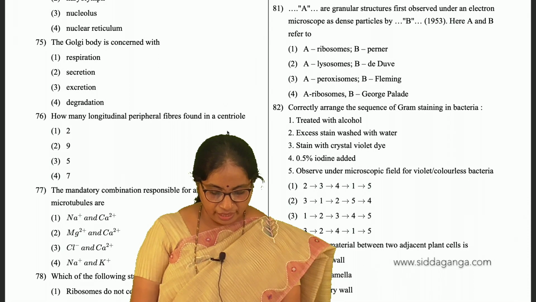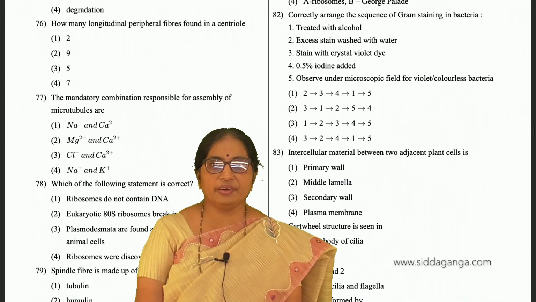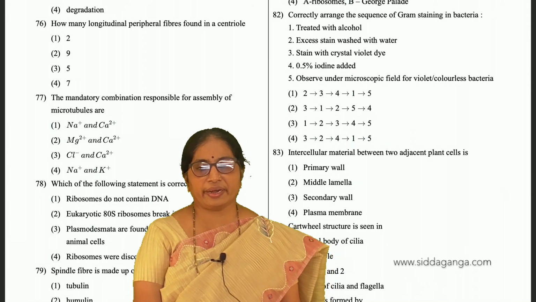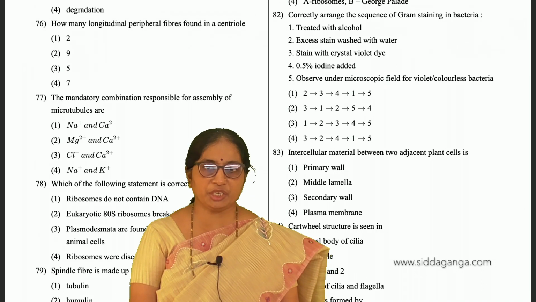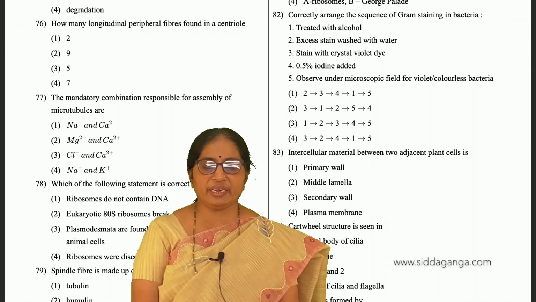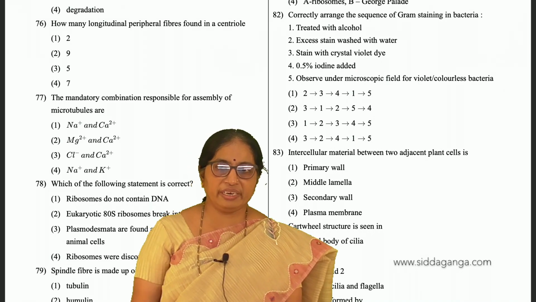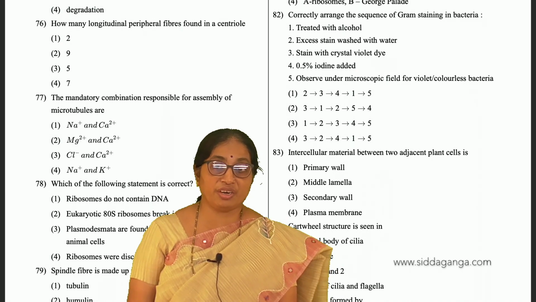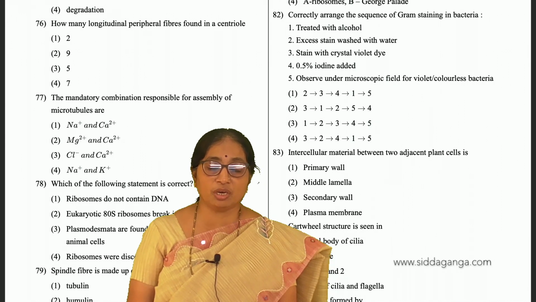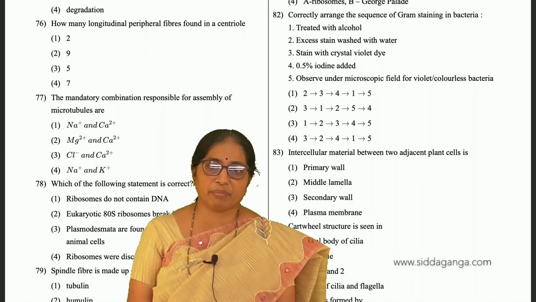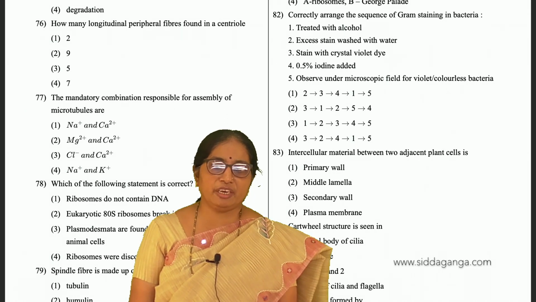Next question. Correctly arrange the sequence of gram stain in bacteria. So in bacteria, we have gram-positive bacteria and gram-negative bacteria. So, it is based on the staining technique. The staining technique is used so that it will absorb the violet color and it will not remain colorless. If they absorb the gram stain and remain colored, then they are called gram positive. If they lose the color, then they are called gram negative. So, what are the various steps involved there?